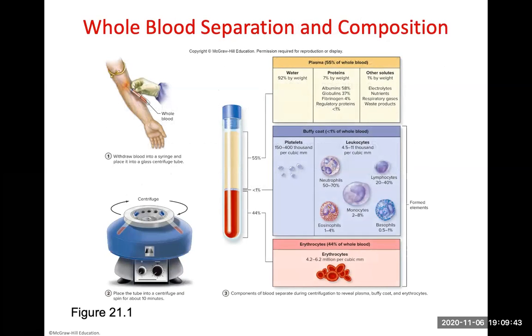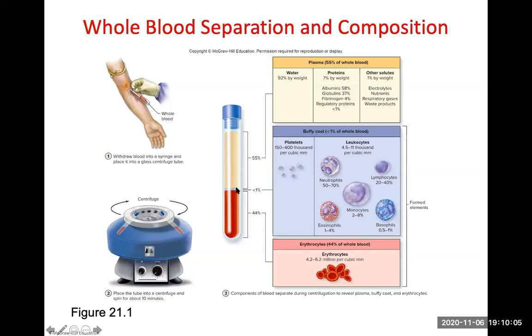So here is the whole blood separation and composition, taking a blood sample out of a patient, centrifuging it down, so spinning it extremely quickly, and then the blood sample will be separated into these three components. The plasma will float to the top. That makes up about 55%. Plasma is mostly water and some proteins and other solutes.